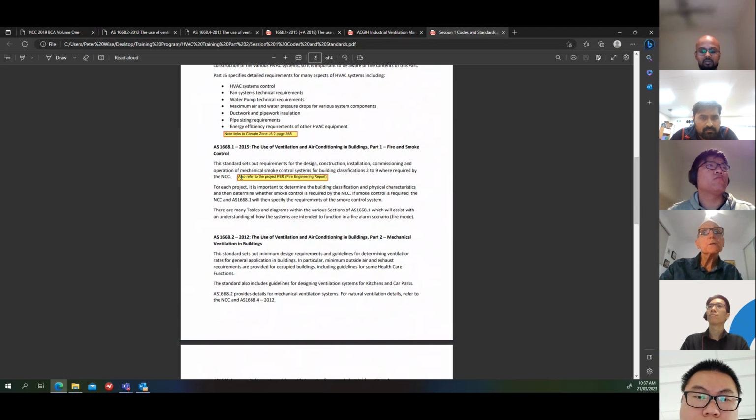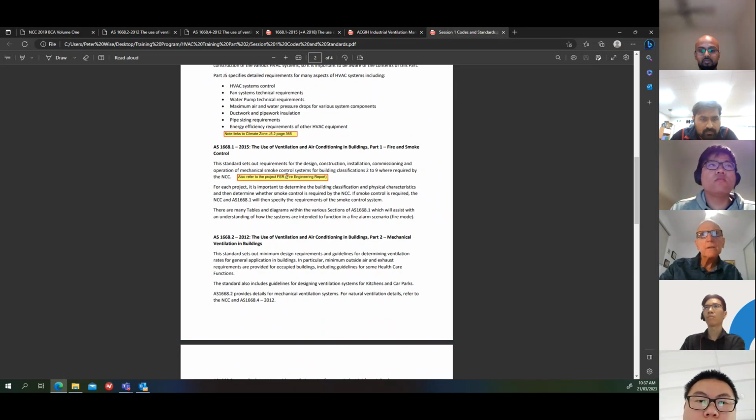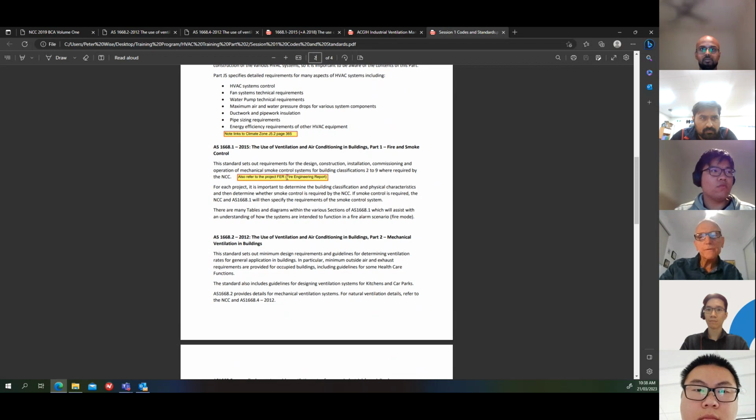And as I said before, also refer to the project fire engineering report, because that might change the requirements of the NCC, and they're allowed to do that, provided they comply in other ways. So it's a performance requirement. The fire engineer has a fair bit of say in the project, and will work closely with the building surveyor or certifier in getting any changes to the NCC approved for the project.